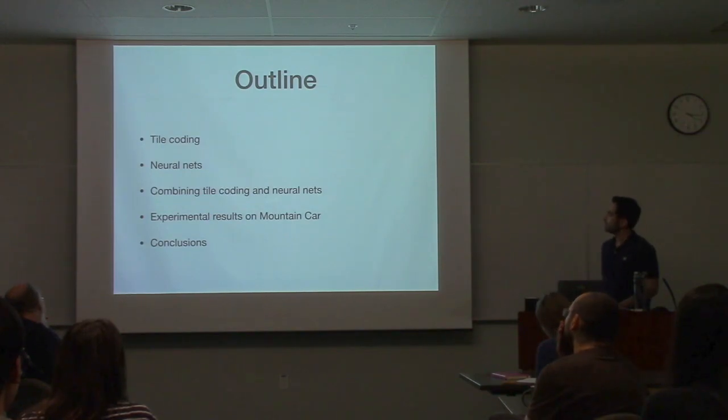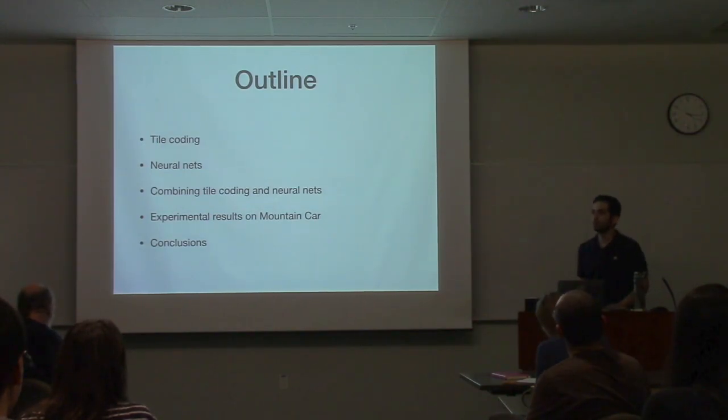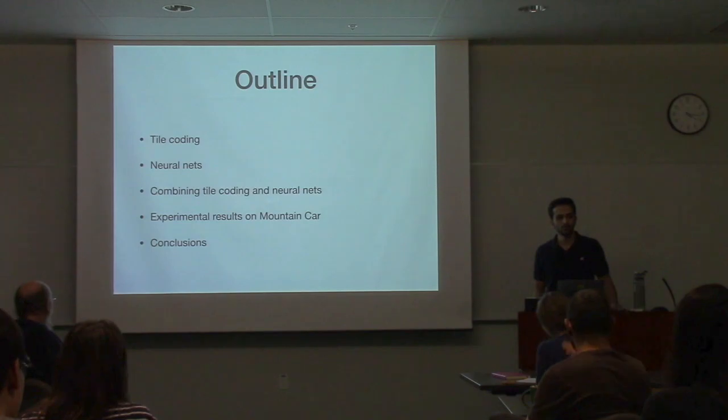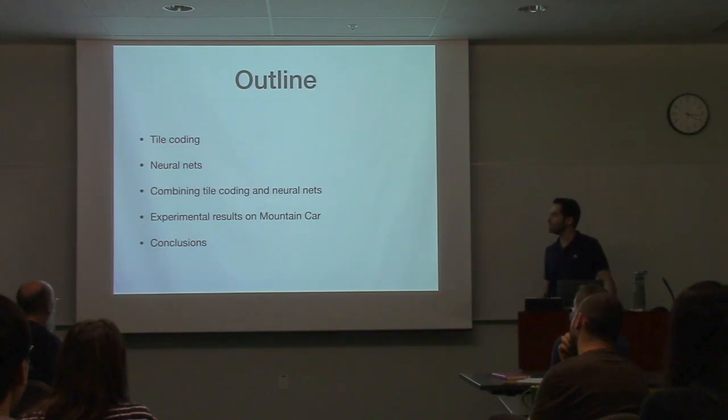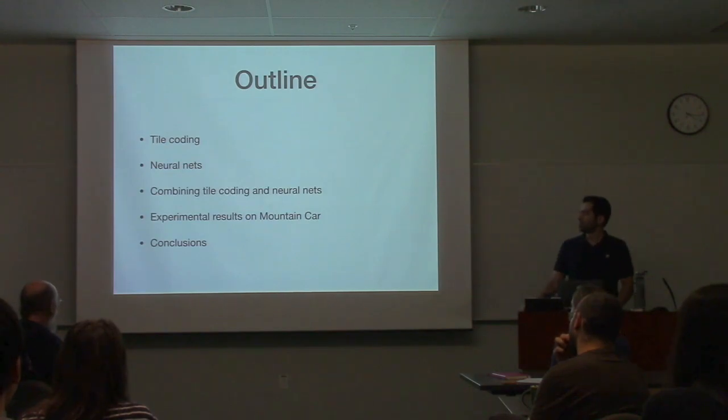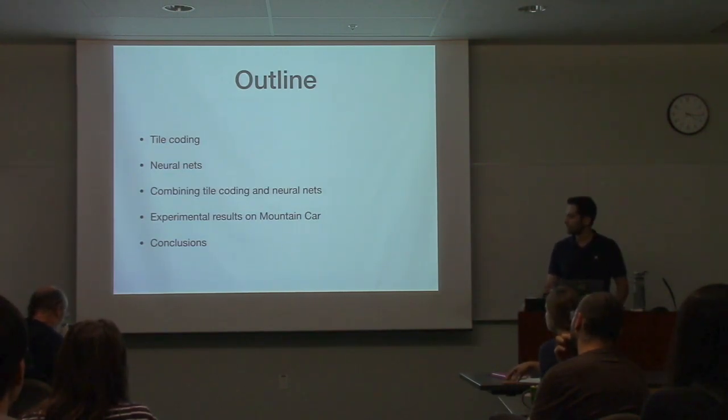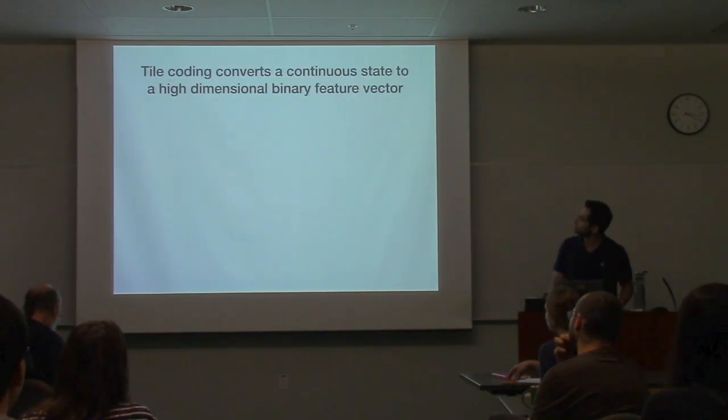This is the outline of my talk. I'm not going to assume you know what tile coding is, so I'm going to talk about that. I'm going to have a single slide on neural networks. Then I'm going to tell you how I combine tile coding and neural networks. And then I'm going to show you an experimental result on the mountain car problem. And then I'm going to go through the conclusions, and I'll finish the talk.